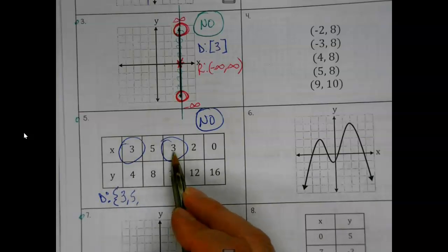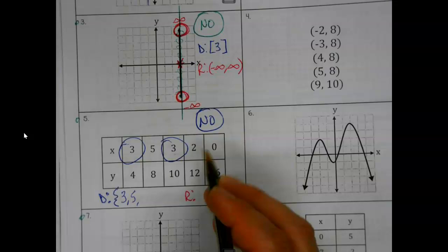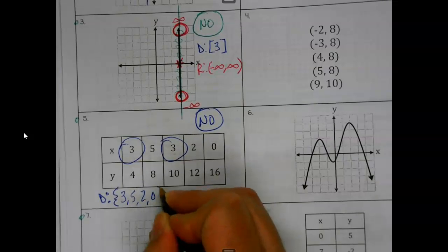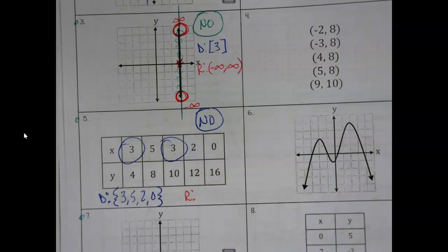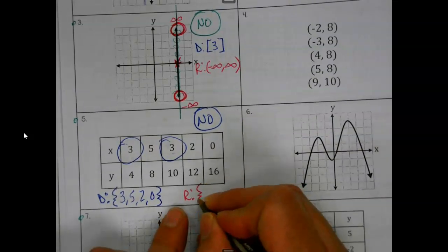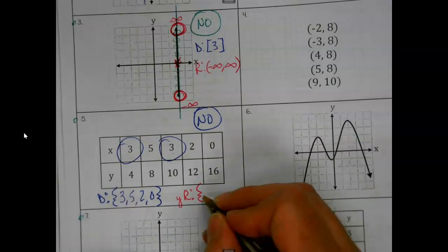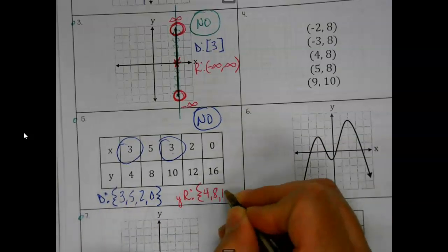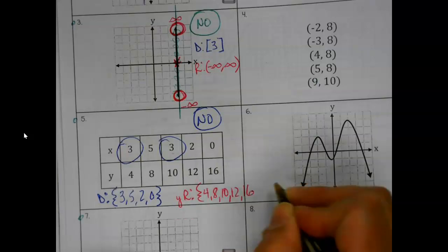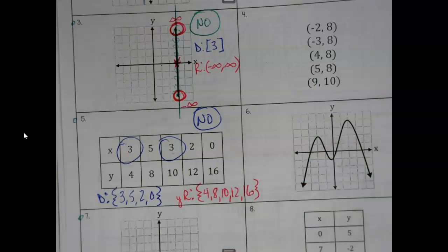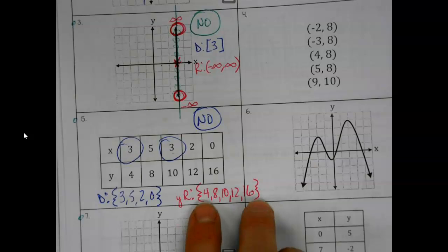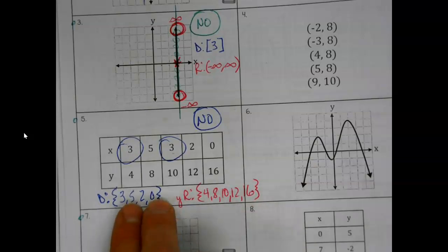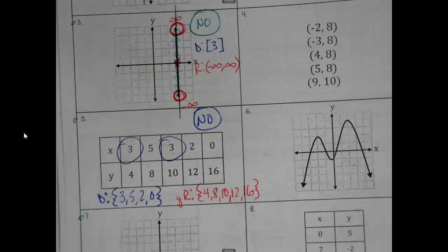I don't have to put 3 twice. I mean, if you did, it wouldn't be terrible. But normally, if it's the same one twice, we don't list it twice. So we just list all the different x numbers. And we do the same thing with range for our y's. We're just going to list all of these. We're not using the brackets and we're not using the parentheses because it's not every number between 4 and 16. It's just these numbers. It's not every number between 0 and 5. It's just these particular numbers that we're trying to find.